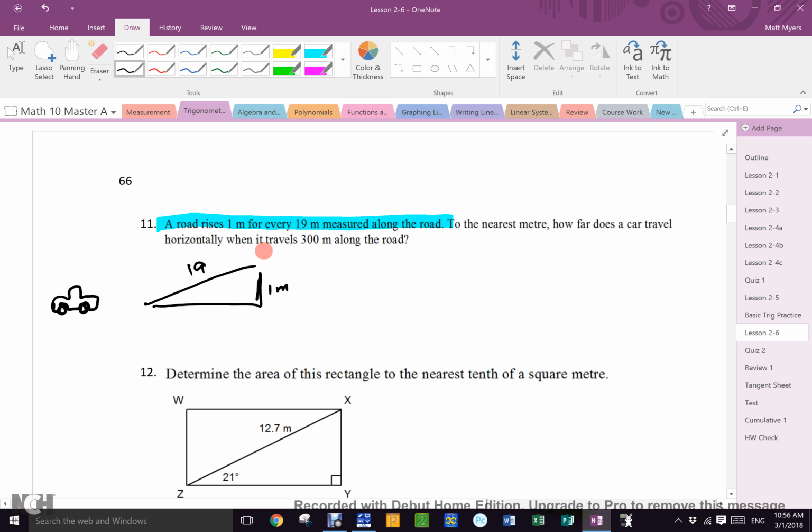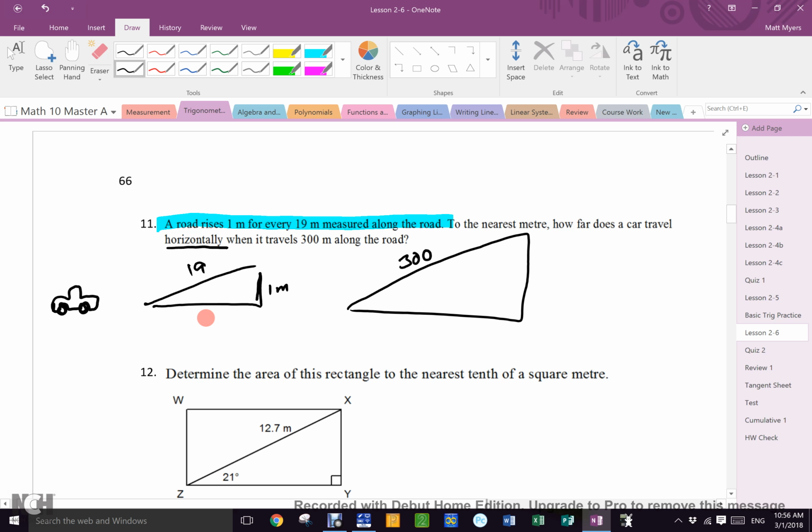Yeah? Now, I want to know how far does the car travel horizontally if it goes 300 meters along the road. So now I'm not going 19. How far am I going? 300. So I have the same triangle, but this is now 300. Right? I want to know this distance. Two ways you could do it. One, could I find this distance here? How? What options do I have to find that distance?